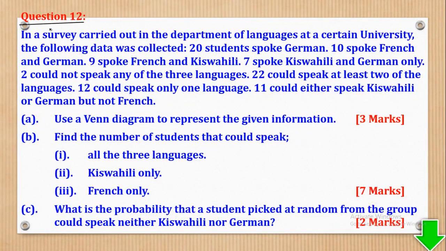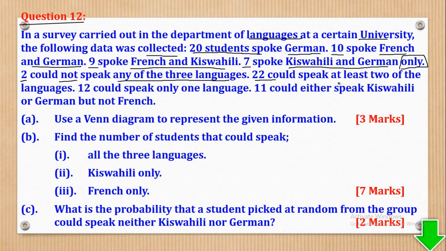Now we shall go to question 12. Question 12 says, in a survey carried out in the Department of Languages at a certain university, the following data was collected. 20 students spoke German, 10 spoke French and German, 9 spoke French and Kiswahili, 7 spoke Kiswahili and German only. Know this word, only. 2 could not speak any of the 3 languages.